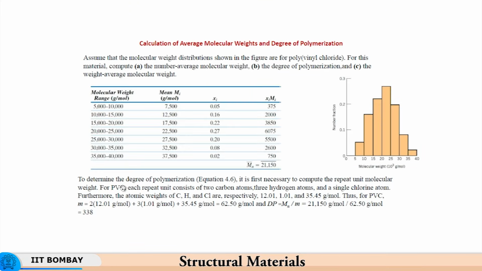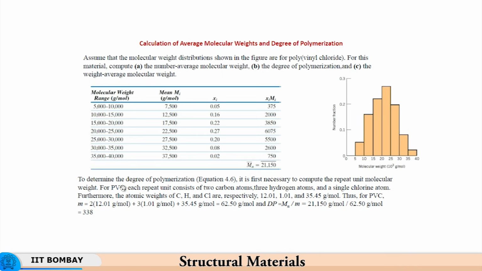So, if you were to get the number fraction, that is given over here. This is a mean molecular weight in this range, and in every range you need a mean molecular weight to characterize this range of molecular weights. So, while calculating, you use this multiplied by this, and then divide by the total molecular weight, and that will give you 21,150.